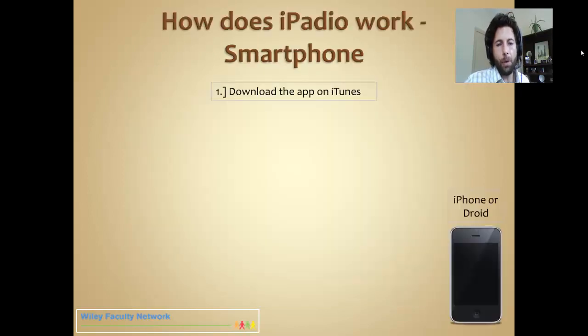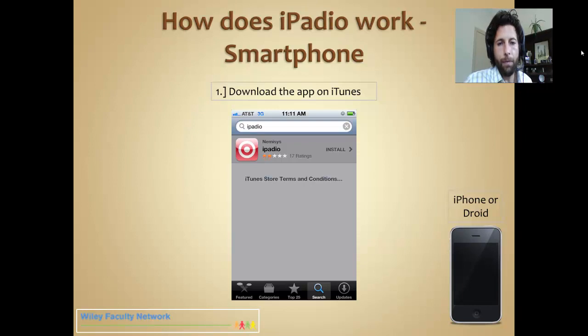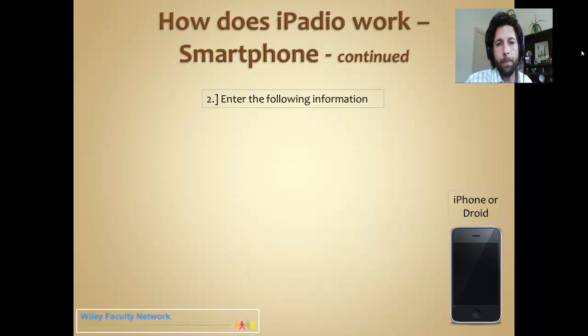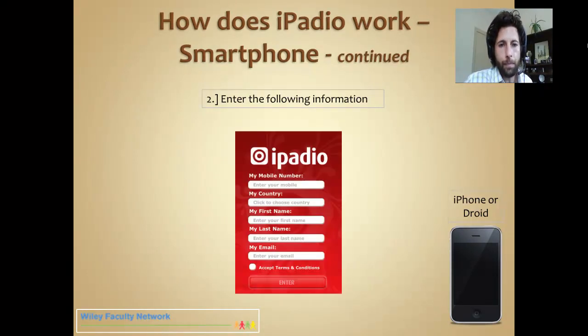So once again, just to go over the steps, you download the app through iTunes or the Android store. You're looking for an app similar to this. The app will look very similar on the Android store as well. Once you've downloaded the app to your smartphone, you're required to enter your mobile number, country, first name, last name, email address, and then accept the terms and conditions. Once you do this for the first time, you will not be required to do it again.